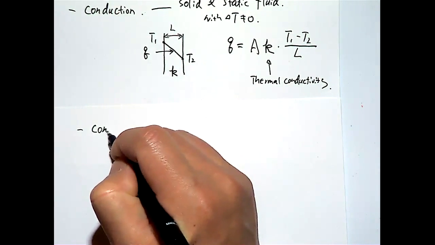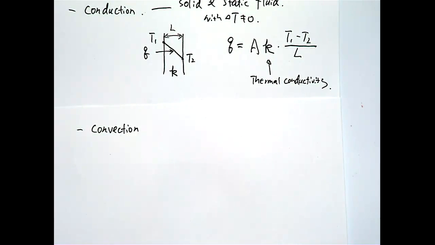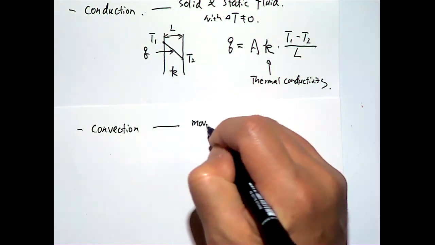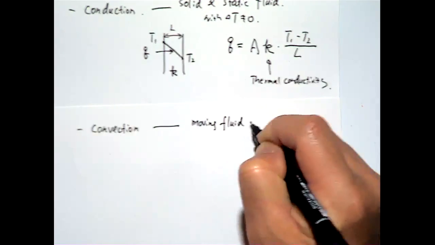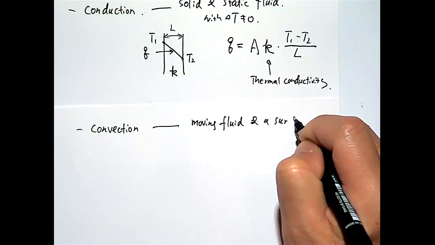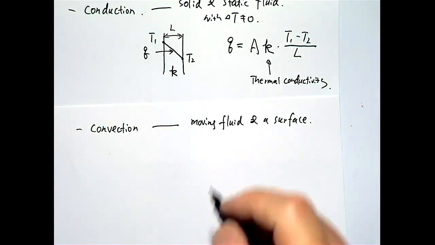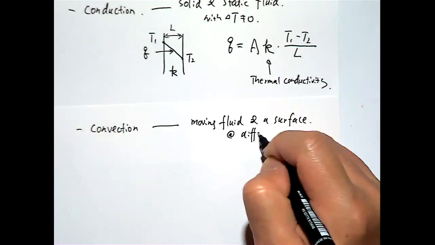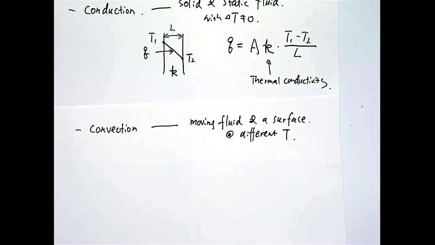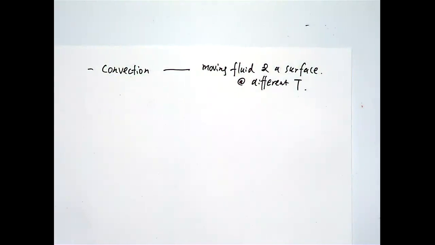And the second one is convection. Convection, as we said, involves flowing fluid or moving fluid and a surface, which is a more typical case, at different temperatures. So convection can happen in many ways and in many types of setup, but generally can be classified into two types. One is called external flow. The other is called internal flow.